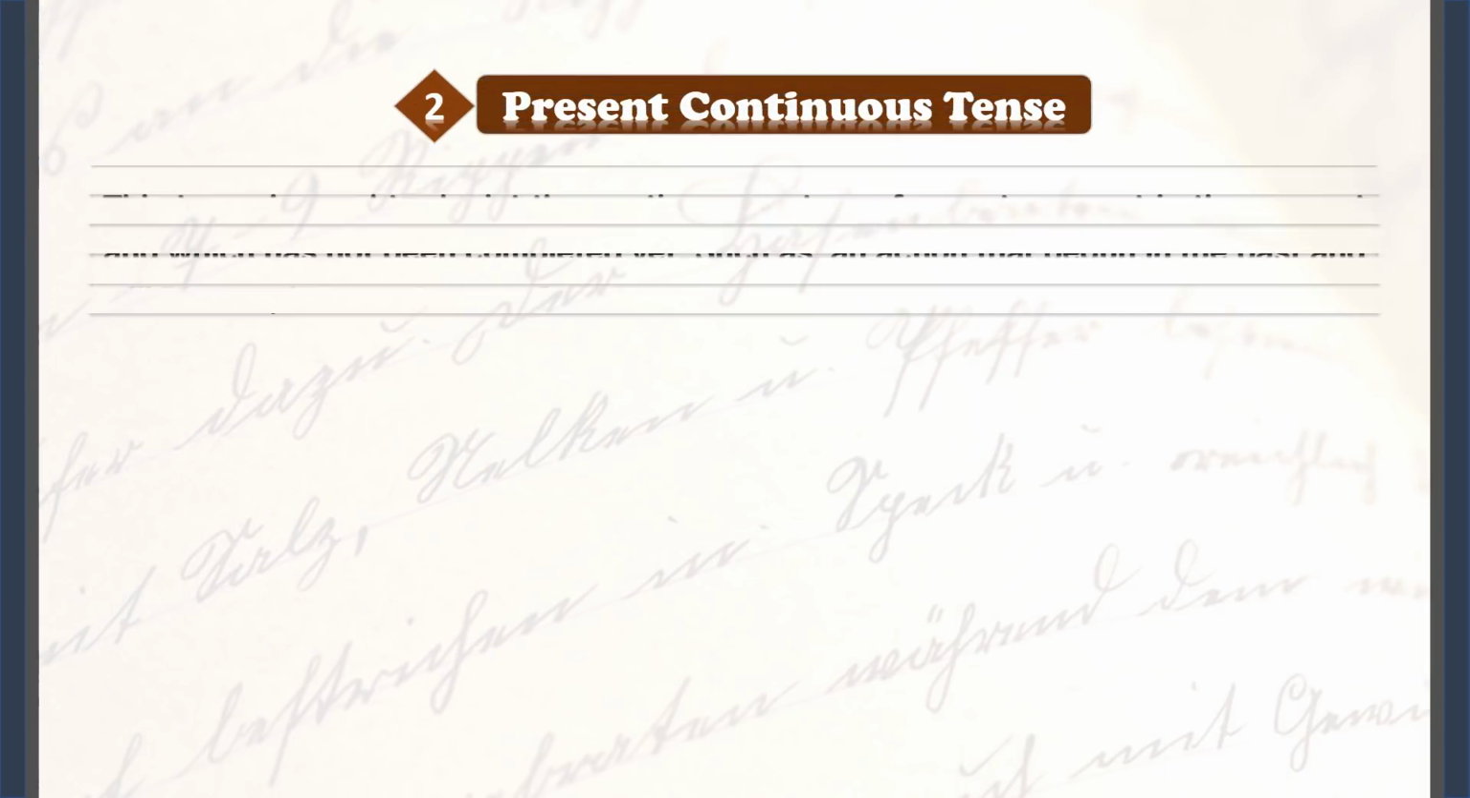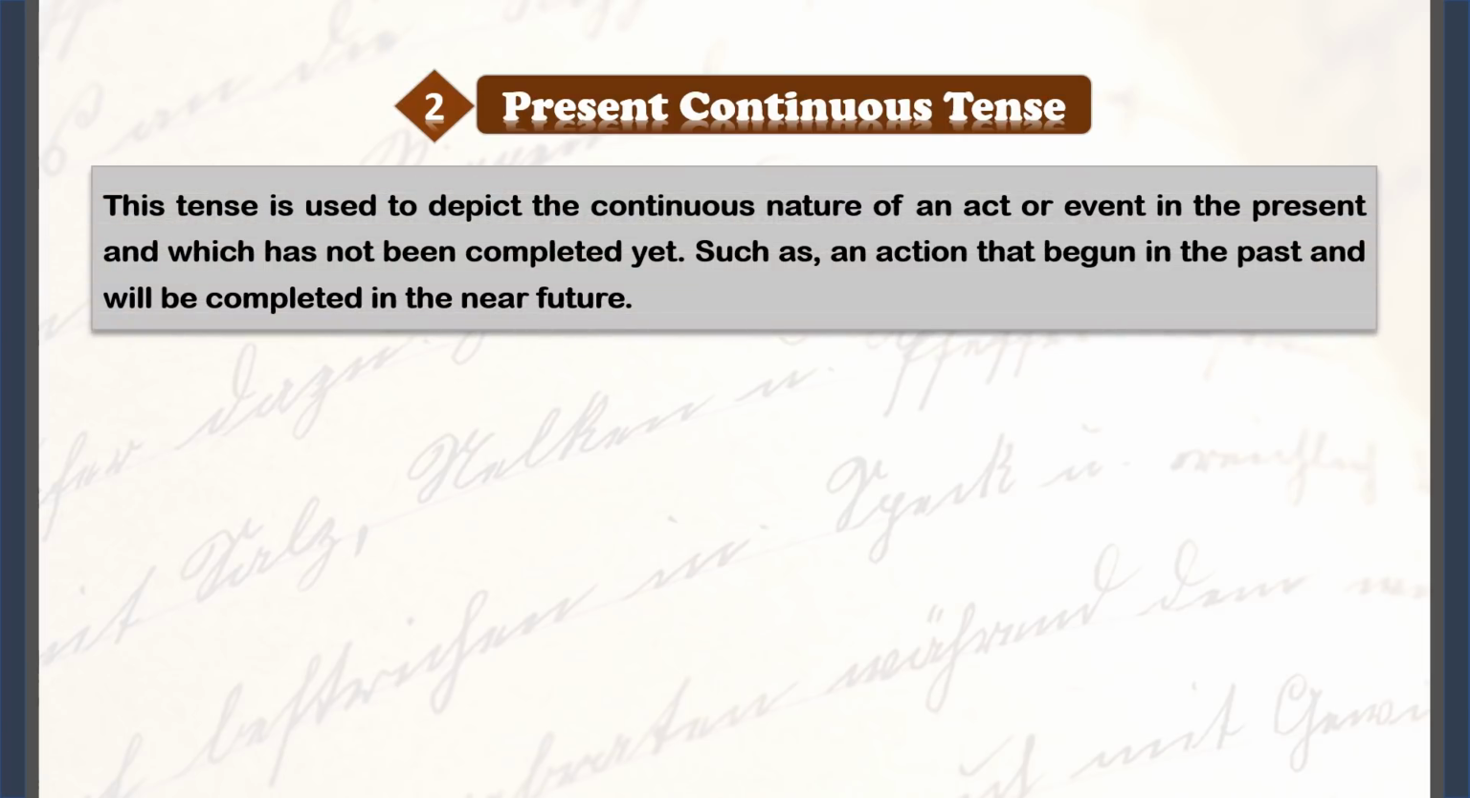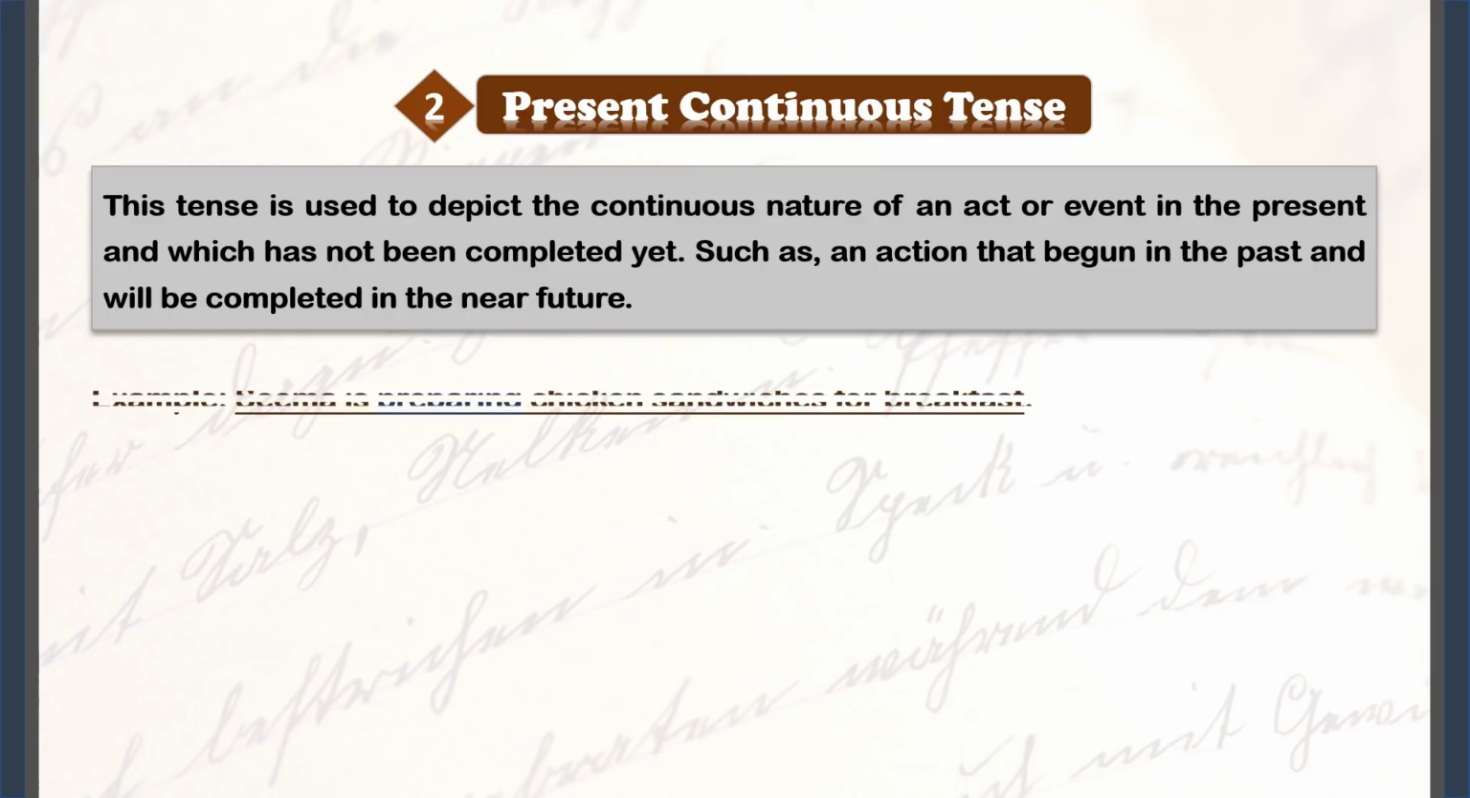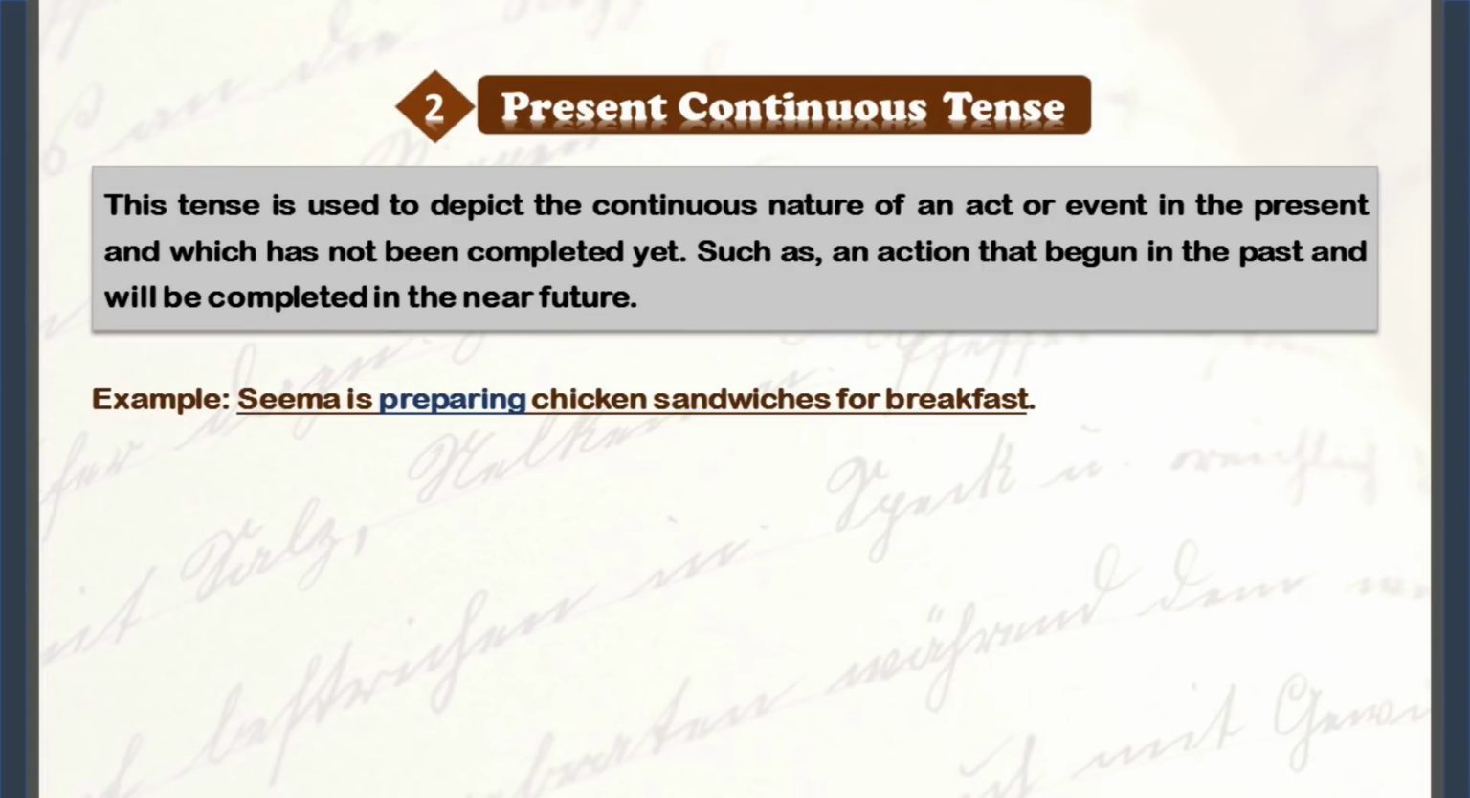Now let us look at another aspect of present tense, that is present continuous tense. This tense determines the continuous nature of an act or event in the present and which has not been completed. The action has begun in the past and will be completed in the future. For example, Seema is preparing chicken sandwiches for breakfast. Here you can see Seema has not yet completed the preparation and the work is still going on.